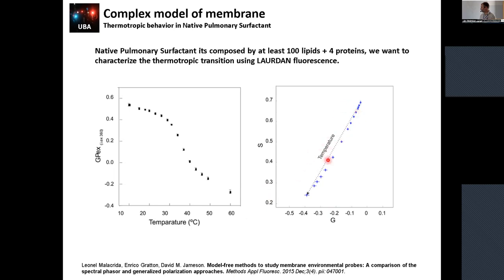We have some kind of a bending of the trajectory, which implies that the Laurdan is exposed to a different environment, and we need to figure out why. But in any case, it will immediately tell you that you cannot say this is a two-component system. It's more complicated than that.